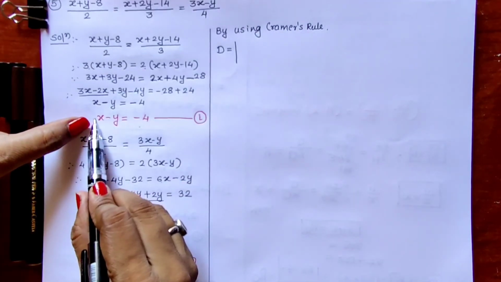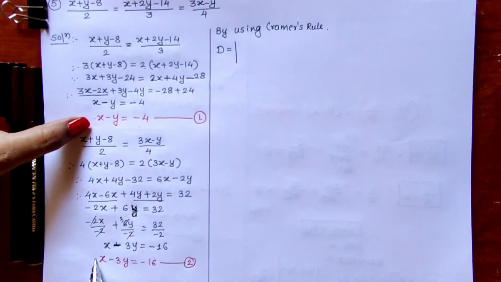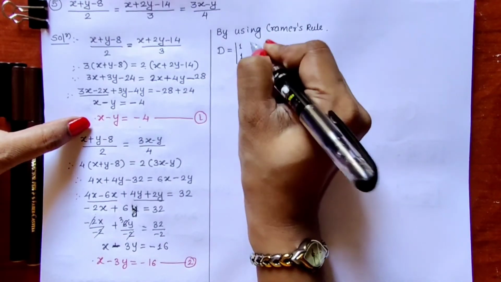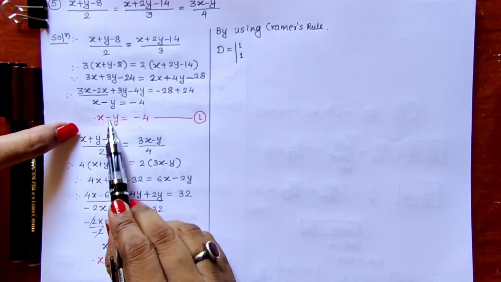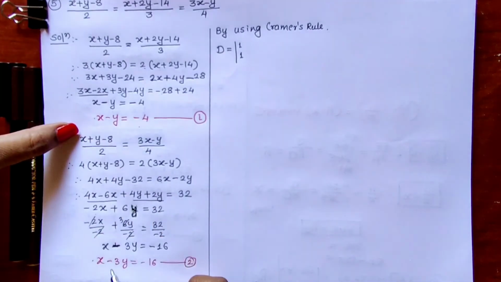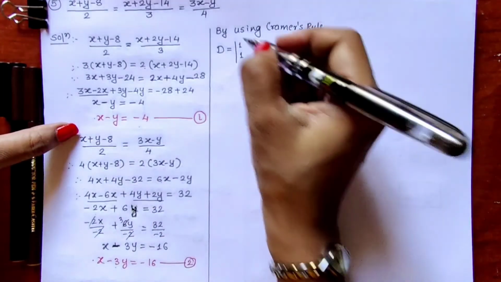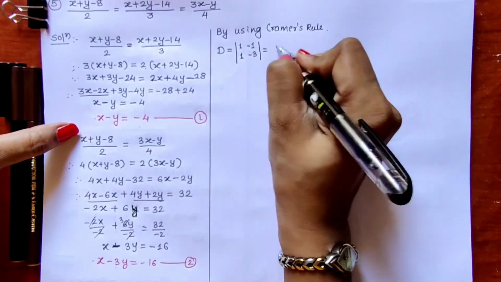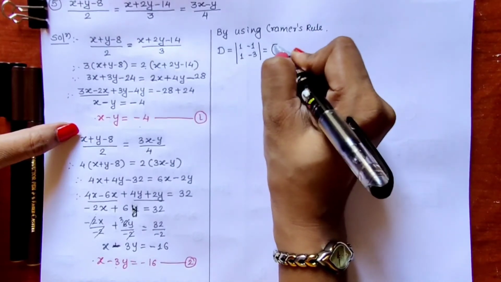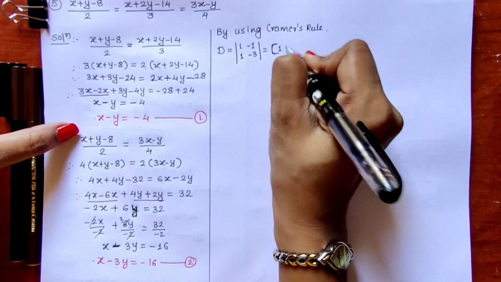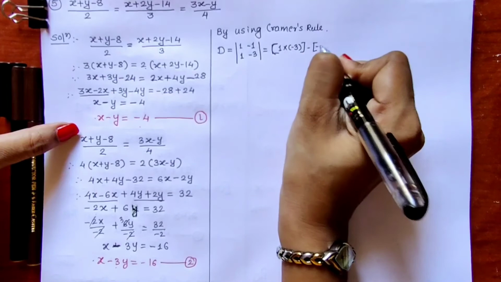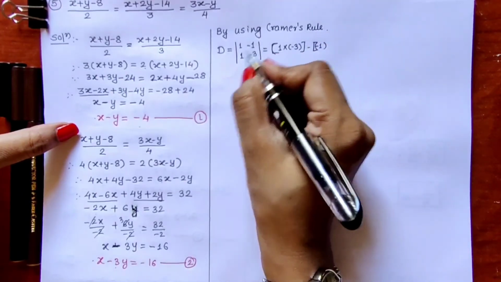Here coefficient of x is 1. Here also coefficient of x is 1. 1, 1. Then we will have to write coefficient of y. Here coefficient of y is minus 1. Here coefficient of y is minus 3. So minus 1, minus 3. Cross multiply. 1 into minus 3 minus 1 into 1.